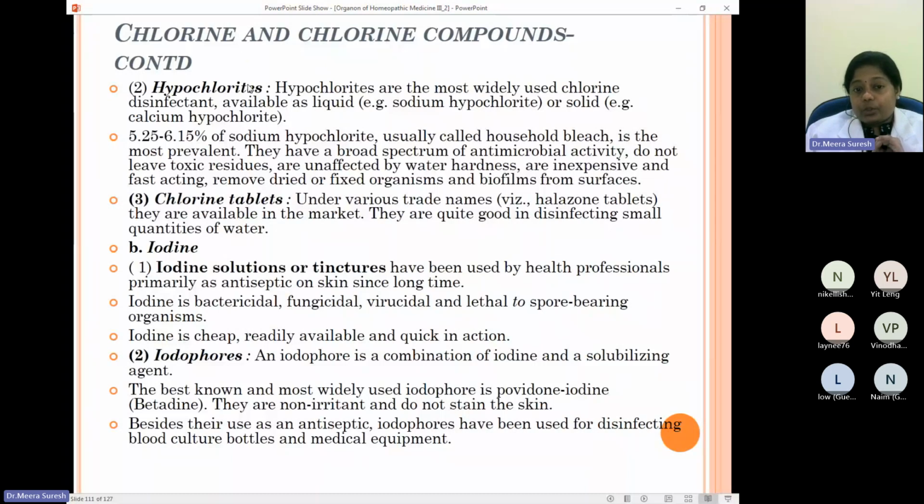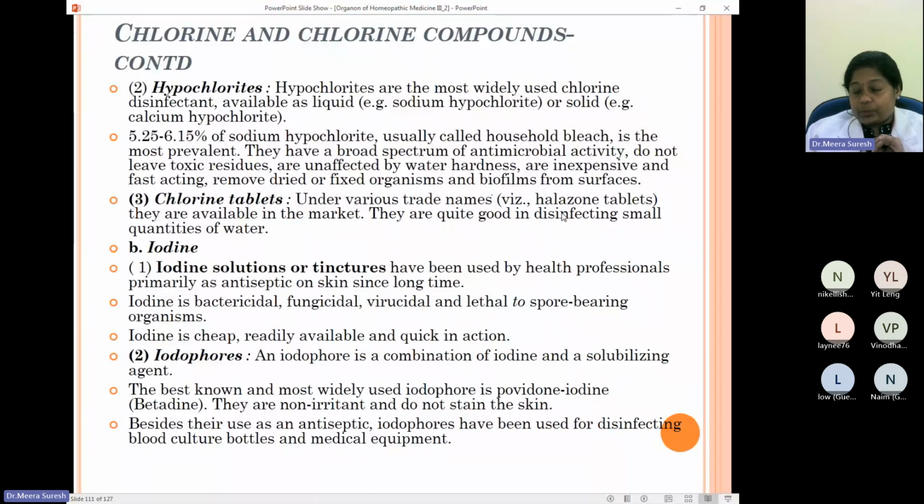So when we use this hypochlorite, it is not affected by water hardness. Why is it important? The main purpose of hypochlorite is to disinfect water. And in case in some area there is hard water present, then if you are going to use hypochlorite, the disinfection is not taking place. So that is why it is said that the hypochlorite is not affected by water hardness.